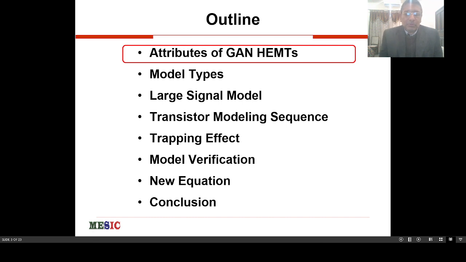Then I'm going to talk about the trapping effect. What is the trapping effect? Because a transistor model has so many effects: the thermal effect, dispersion effect, capacitance effect, inductance effect. This is one effect which I'm going to talk about, and it's very important nowadays.